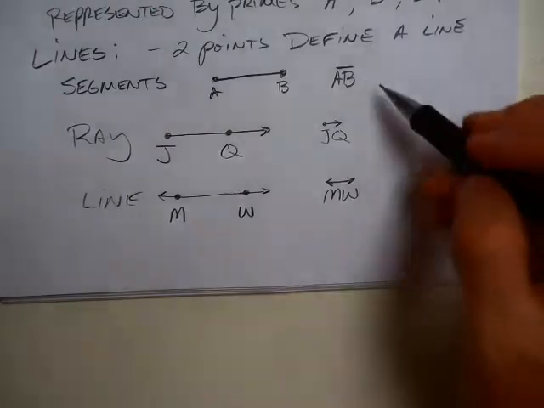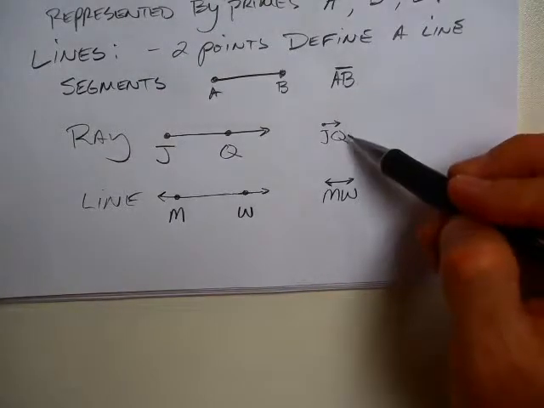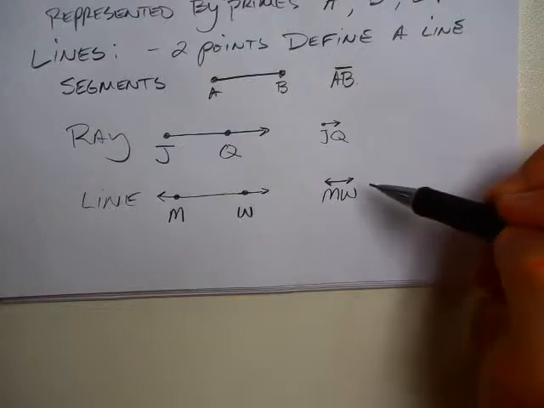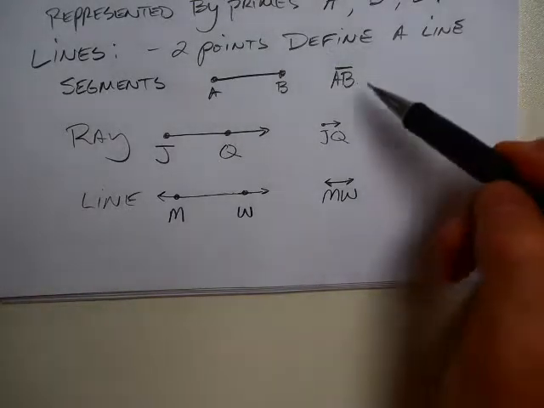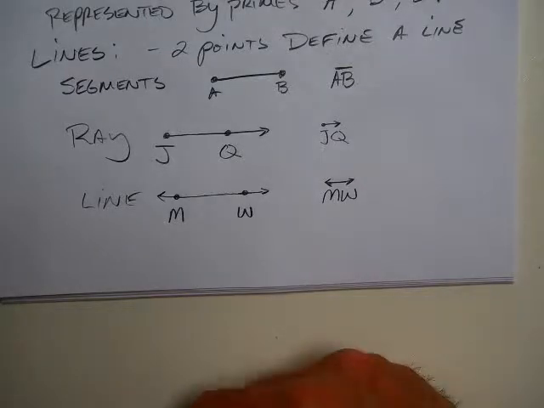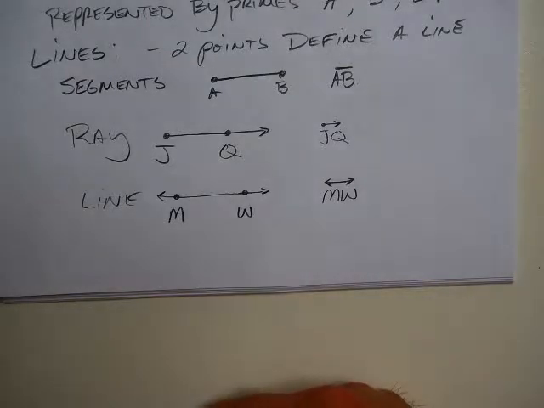So these are the notations for a segment, a ray, and a line. Now, often when we talk about lines, we're really talking about segments. Okay? All right. I think that gets us where I want to be for today.